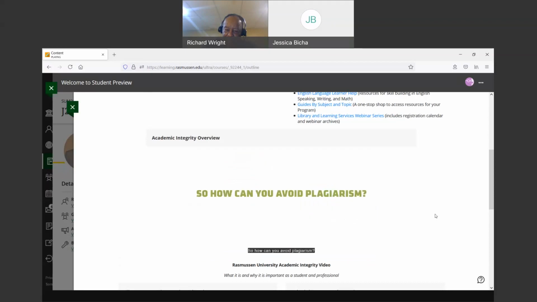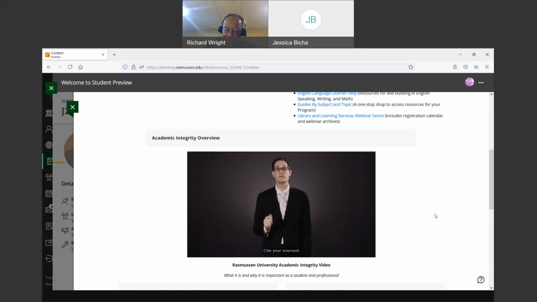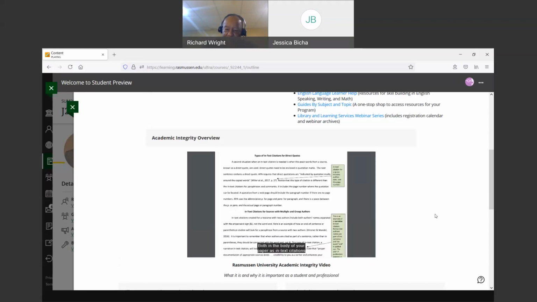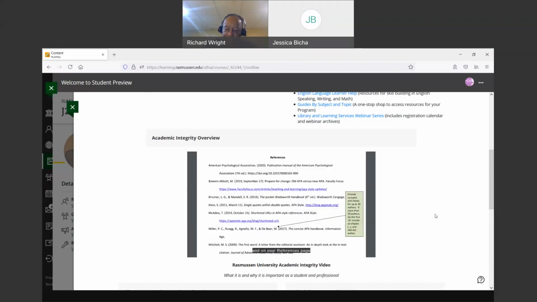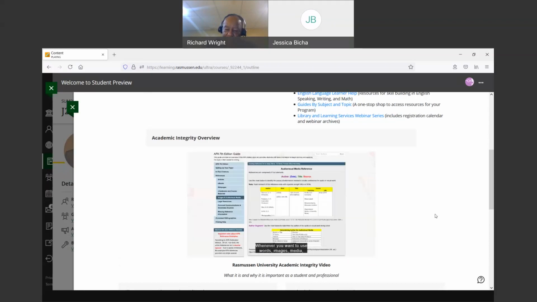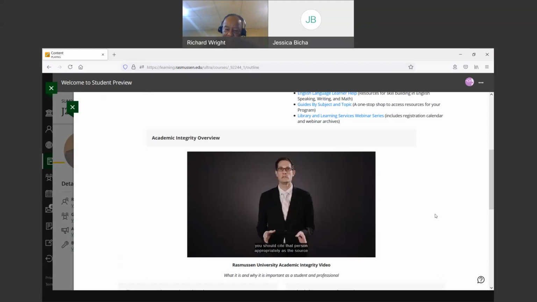So how can you avoid plagiarism? Cite your sources, both in the body of your paper as in-text citations and on your references page. Whenever you want to use words, images, media, or ideas that were created by another person, you should cite that person appropriately as the source of that information.